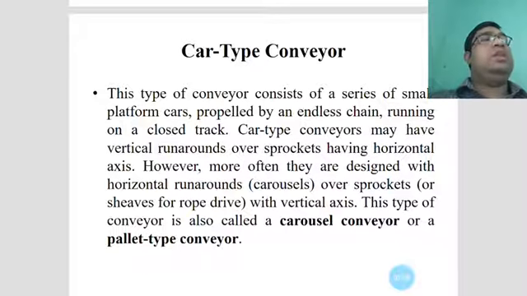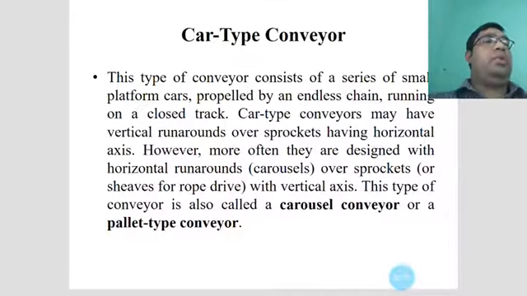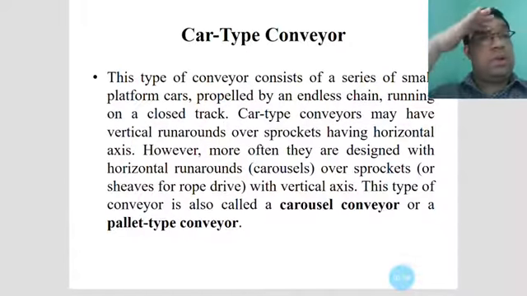Basically, it is a series of small cars consisting of platforms. We can see the different fairs, like toy trains and small carts mounted on these platforms, which transfer the materials. Small riders are also used in this way according to car type conveyors.